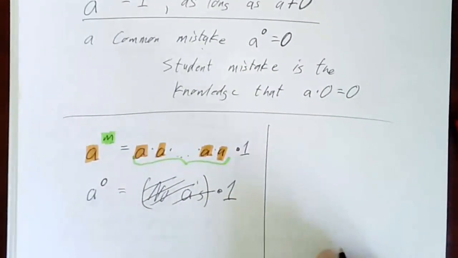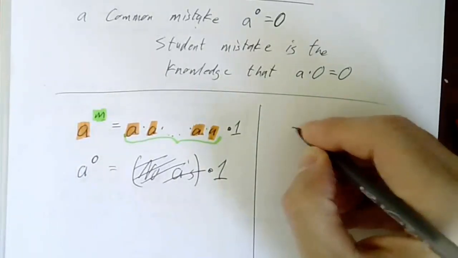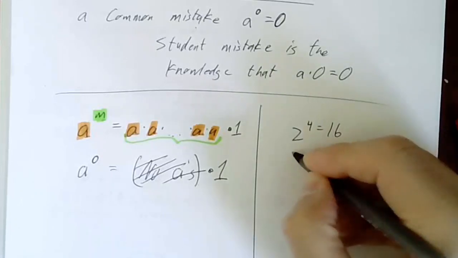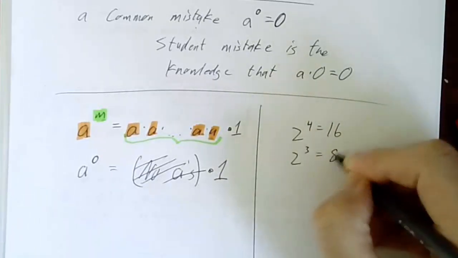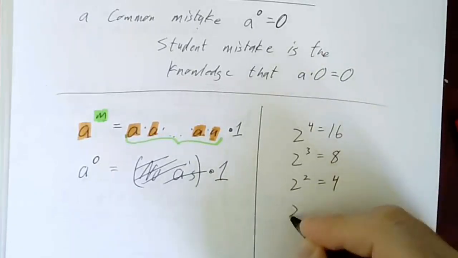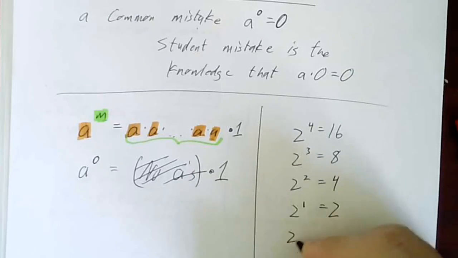Another way of looking at this is thinking to ourselves using numbers. If I had 2 to the 4th power, that equals 16. If I had 2 to the 3rd power, that equals 8. If I had 2 squared, that equals 4. And if I had 2 to the 1st power, that is equal to 2. So what does 2 to the 0 power equal?